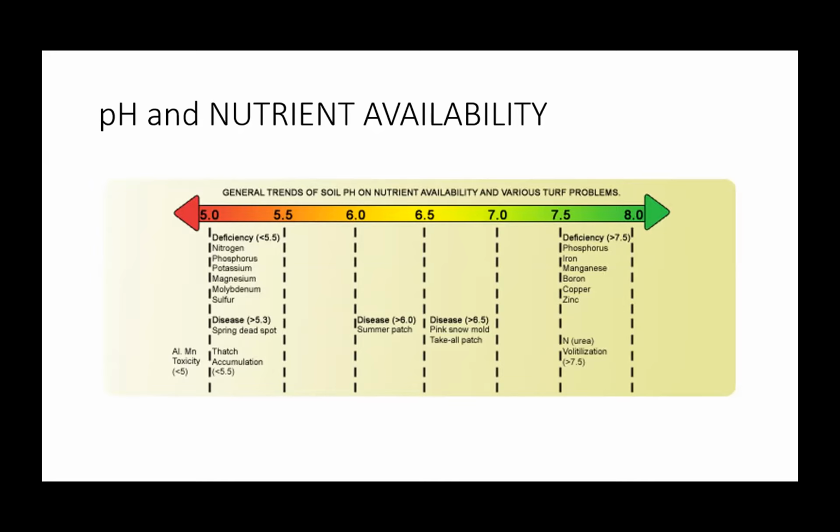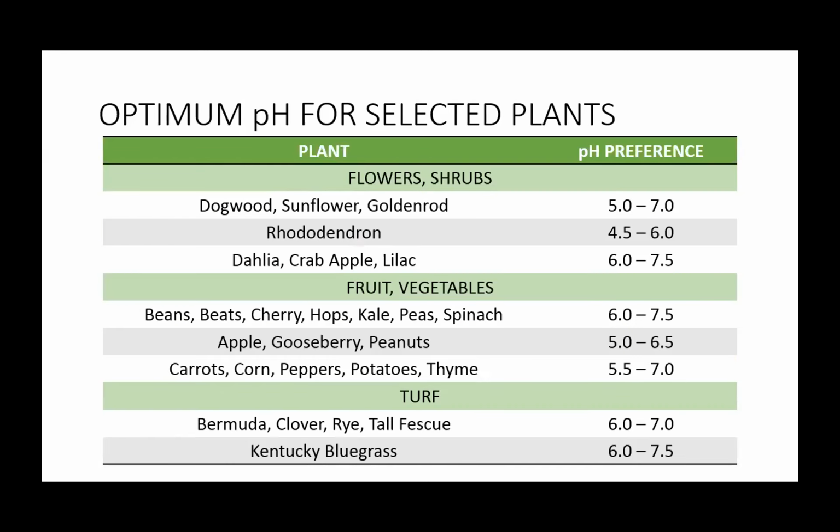So let's see. I have a table in here about what some common ideal ranges are for different plants. For the flowers and the shrubs, that's widely variable depending on what you're growing. Rhododendrons actually prefer more acidic conditions, versus lilacs and crabapples and dahlias, which are more on the neutral side of things. Fruits and vegetables also tend to like slightly acidic up to neutral, maybe a little bit above that. And then the turf, again, that's a more narrow window as well. So different plants like different pHs.